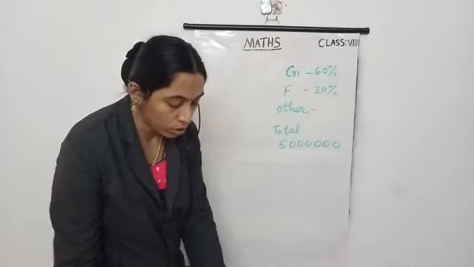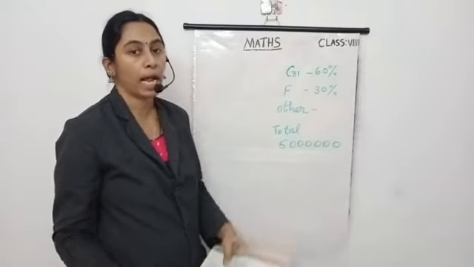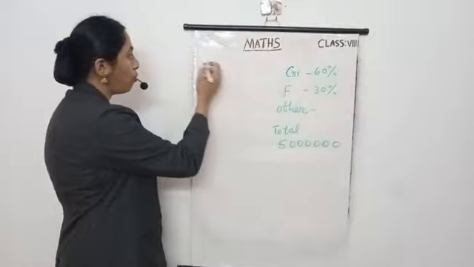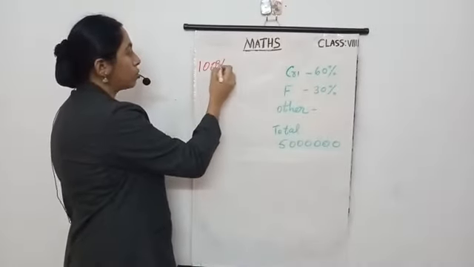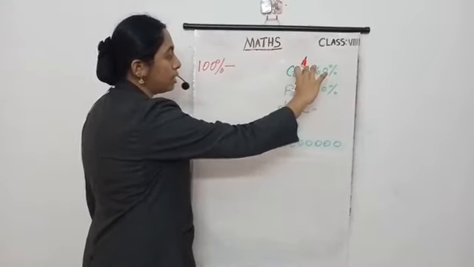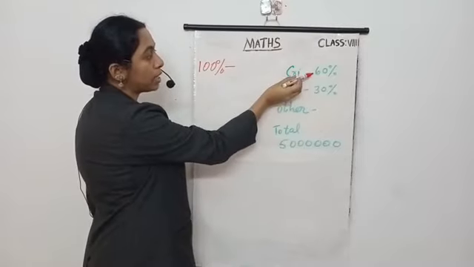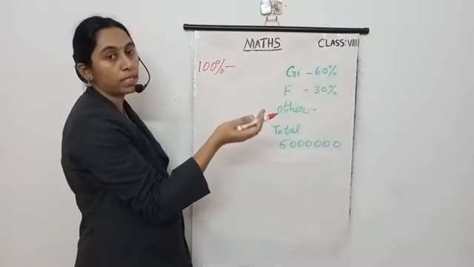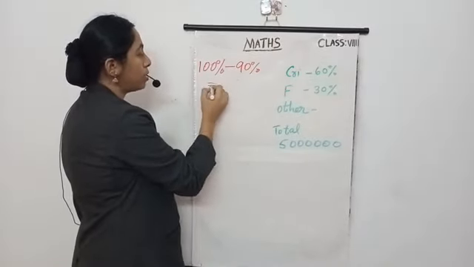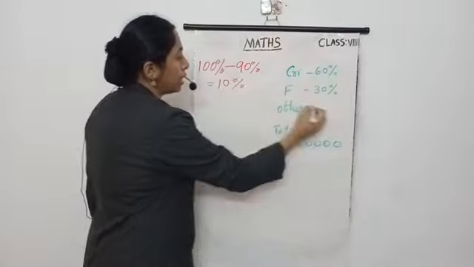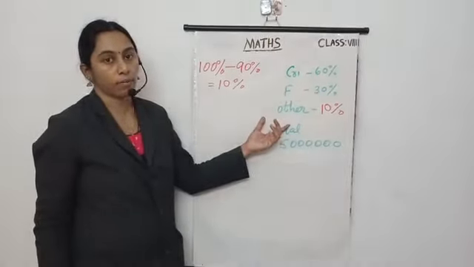So first the question is asking, what percentage of the people like other games. So what is the total percentage? Always total percentage is 100. So 100 minus these we get percentage of other games. Okay. So cricket is 60, football 30. 60 plus 30, 90. So 100 minus 90% we get 10%. That is 10% of people like other games. Understood?